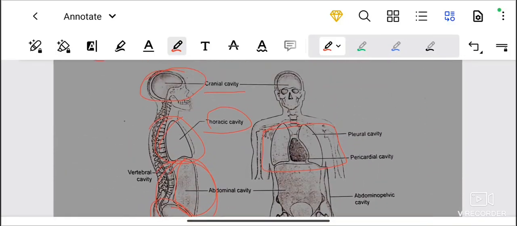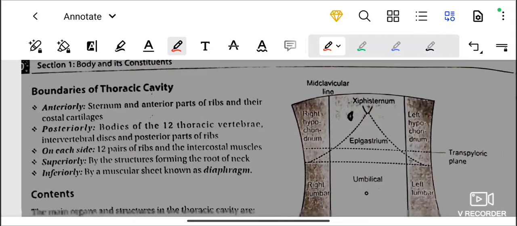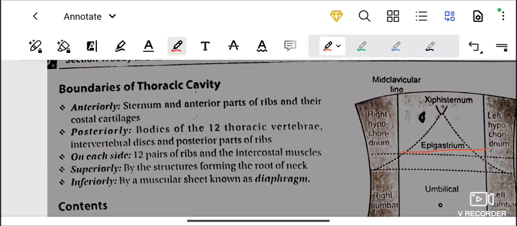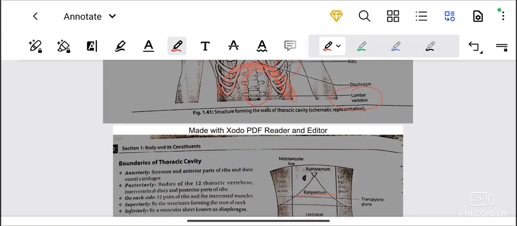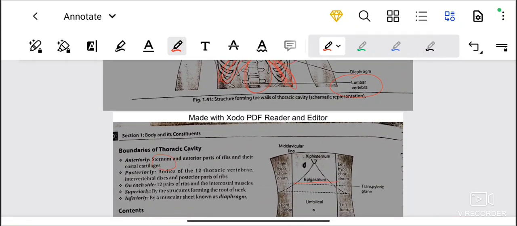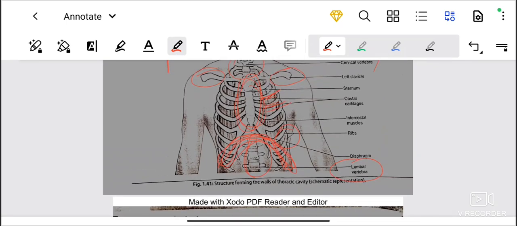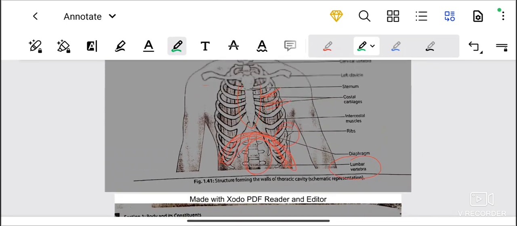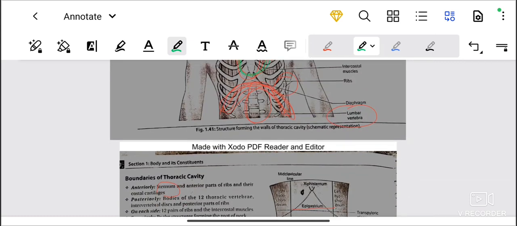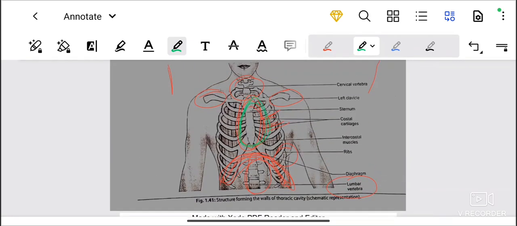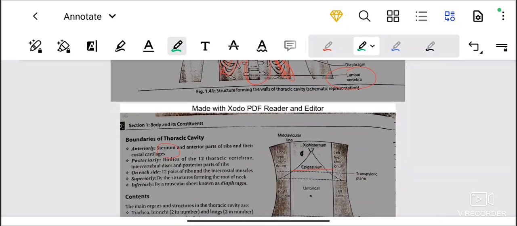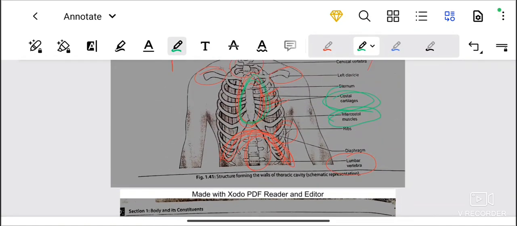Next we are discussing the boundaries of the thoracic cavity. I will explain with the diagram. Anteriorly, you can see the sternum and the anterior parts of the ribs with their costal cartilages, and posteriorly, the back of the lungs.